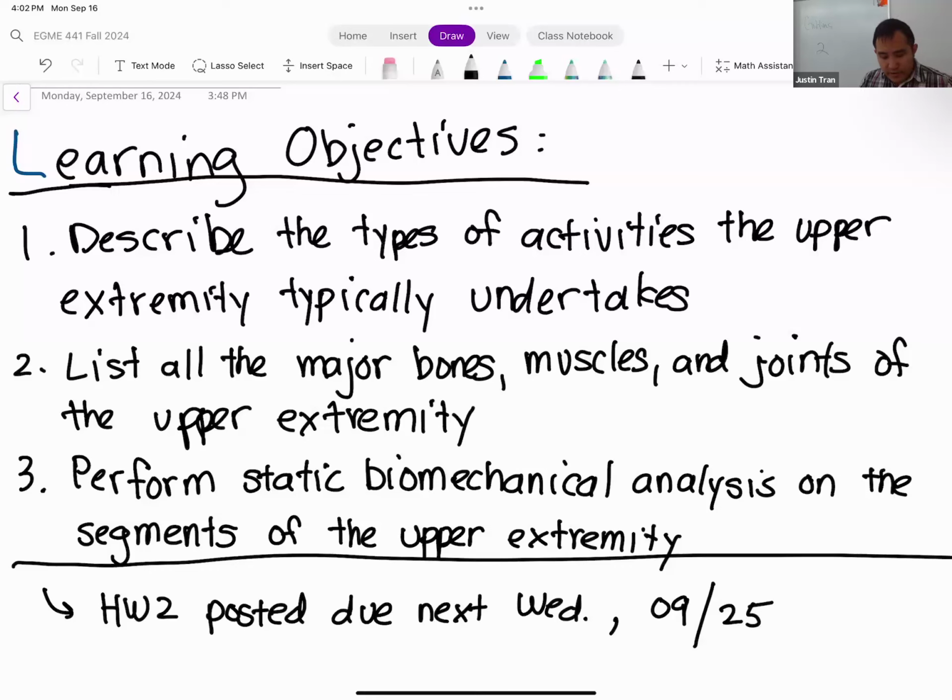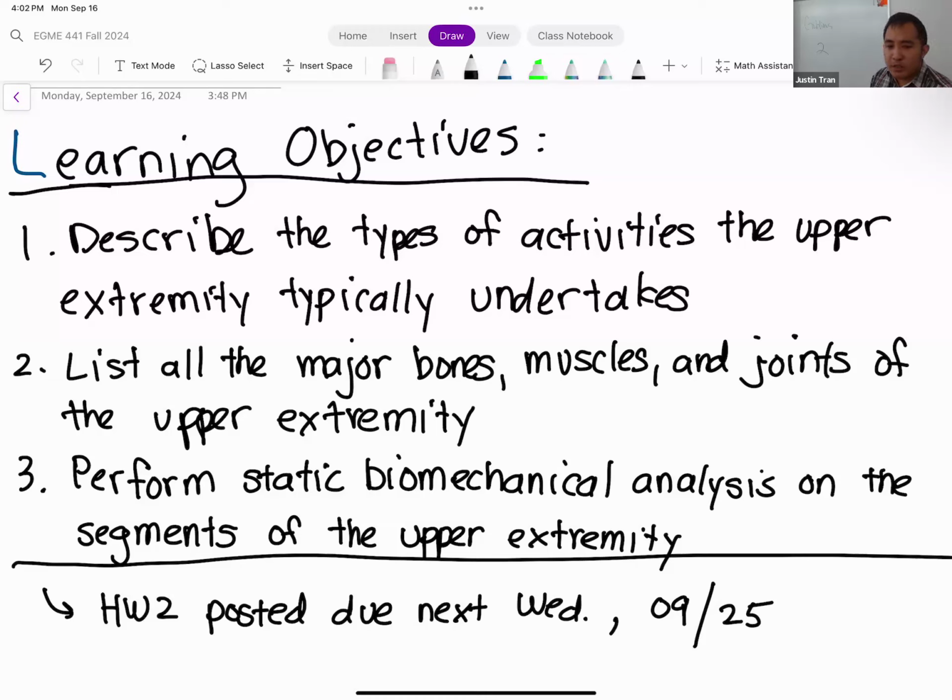Other announcements that I have is that we have a new homework that's been posted. I just posted that this afternoon. Homework 2 is going to be due not this Wednesday, but the following Wednesday. Part of homework 2 is going over the muscles and joint material that we did last week, but also some calculations on the upper extremity that we're going to be discussing this week as well. It shouldn't take you too long.